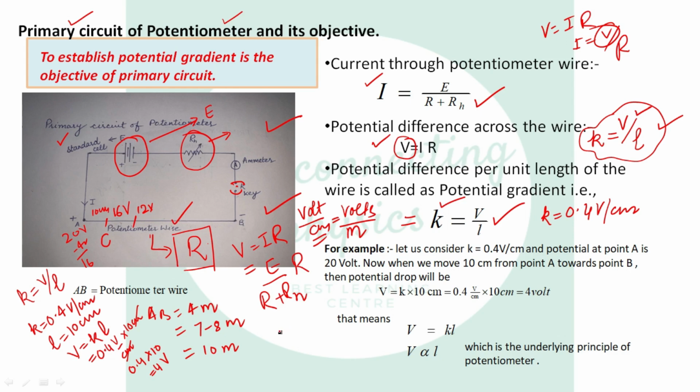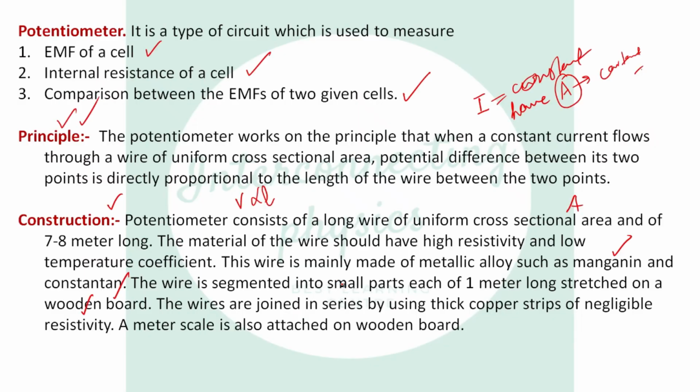So V equal to K into L. V equal to K into L. K is given, K is constant. So that means V is directly proportional to L. And this is the underlying principle of the potentiometer. Let us come to the definition of the principle of the potentiometer.